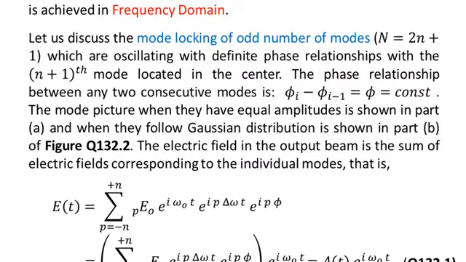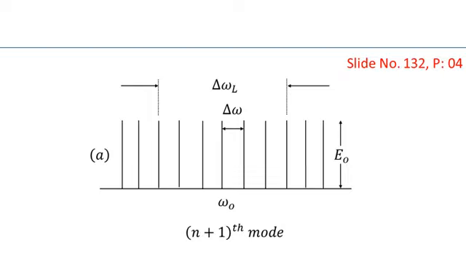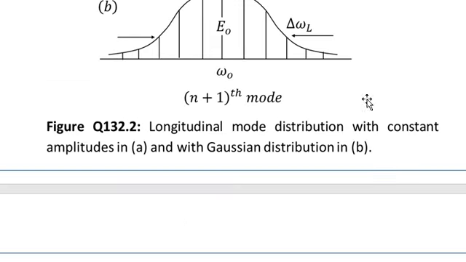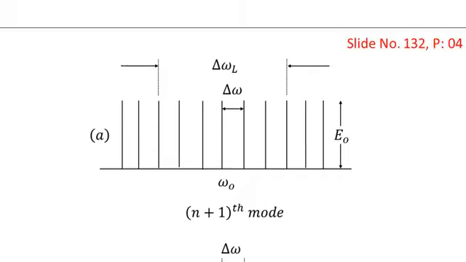So let me show you that figure first. Let me read the caption first. Longitudinal mode distribution with constant amplitude in A. You can see that with constant amplitude, there are 2n plus 1 modes. This is the central mode. The central mode has a frequency omega naught, and on the right side of the central frequency we have n modes, and on the left hand side we have n modes, and the total modes are 2n plus 1.